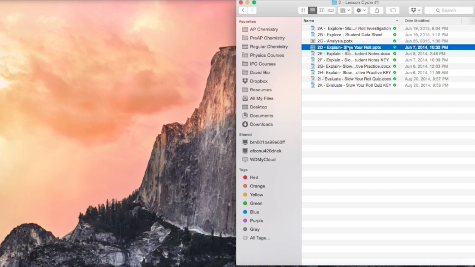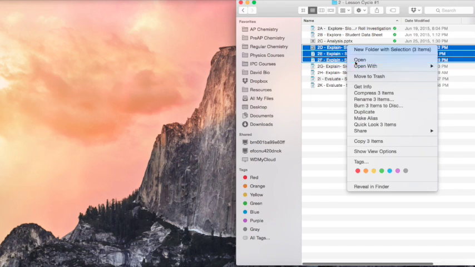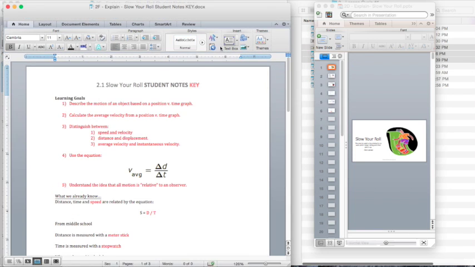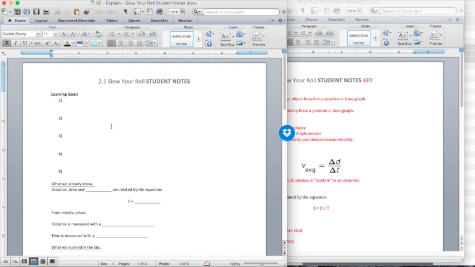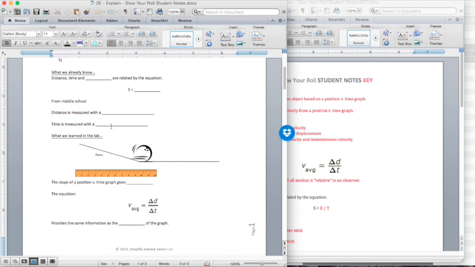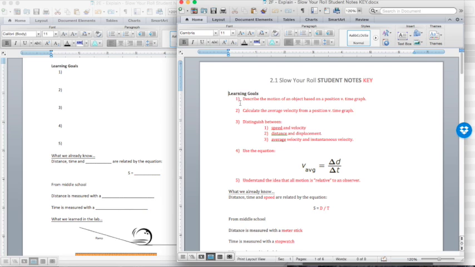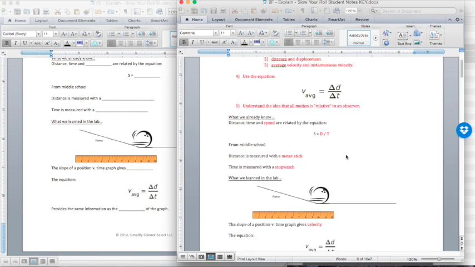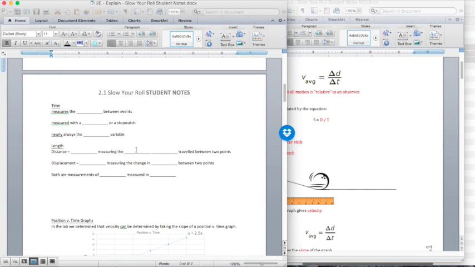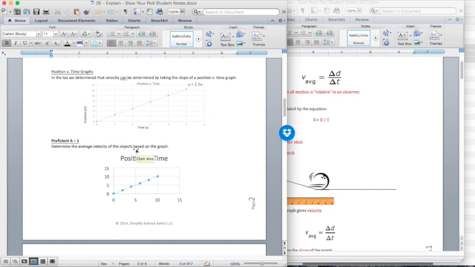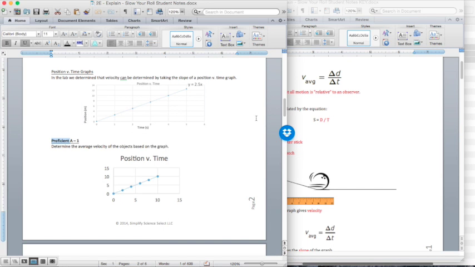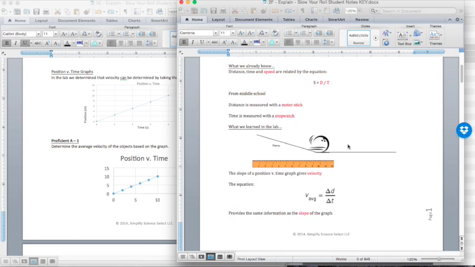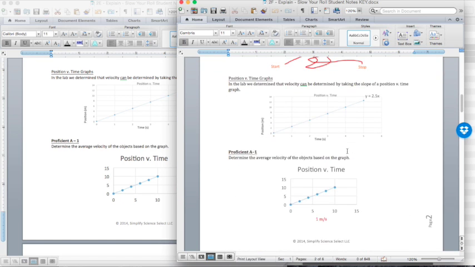Let's open these up. Okay, so the next thing you see is we have our student notes, and these are blank. They have fill in the blanks, so students are required to write the learning goals or the learning objectives. They're required to fill in the blanks as they go through these. They're provided examples, and the examples are labeled based on proficient, developing, mastery, and fundamental. So students have an idea of what level they're at based on their understanding as they go through the notes.